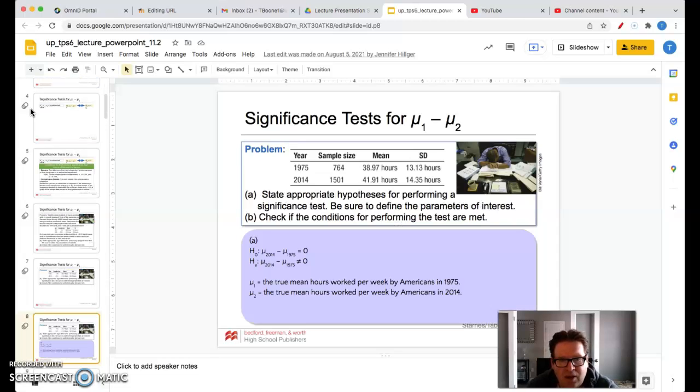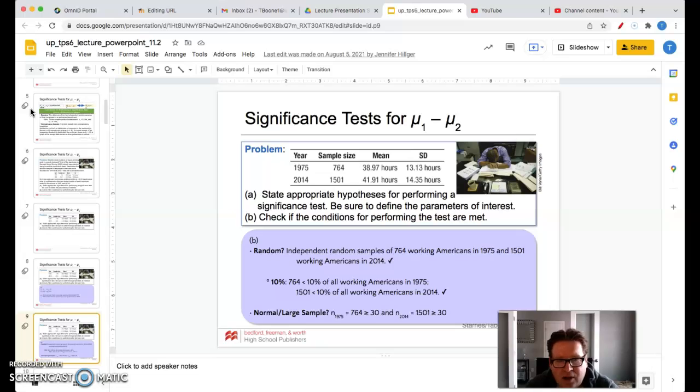Okay, so here we go. The hypothesis would be that mu of 2014 minus mu of 1975, the difference of those, is 0. We're going to say there is no difference as our null hypothesis, and our alternative, of course, is that, well, we think there is a difference. We didn't really say it was less than or greater than. We're just saying we think there's a difference, so we have our two-tailed test in that case. So mu sub 1 is the mean hours worked by Americans in 1975. Mu sub 2 is the mean number of hours worked per week in 2014.